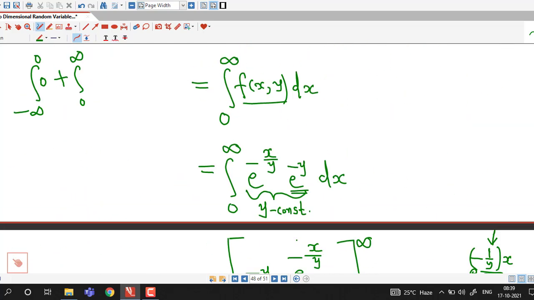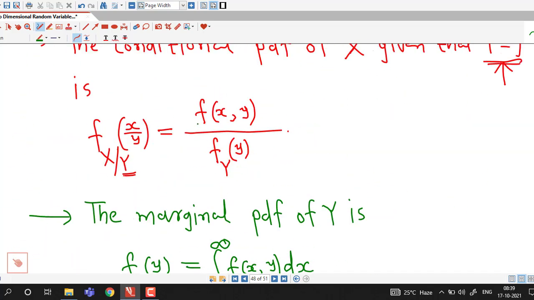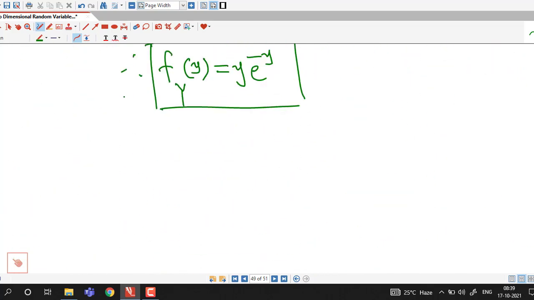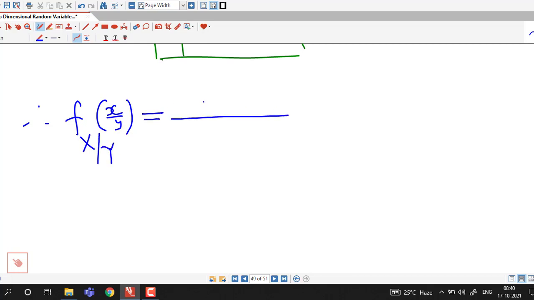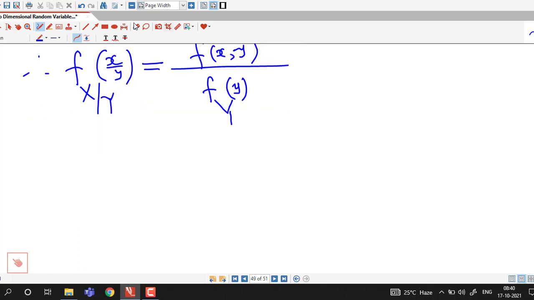Now we substitute this marginal density of y here. We already have the joint density, so we can find out this conditional density of x given that y equal to y. So now we write down, therefore, the conditional density of x given that y equal to y is, by definition, the division of the joint density and the marginal density of random variable y.